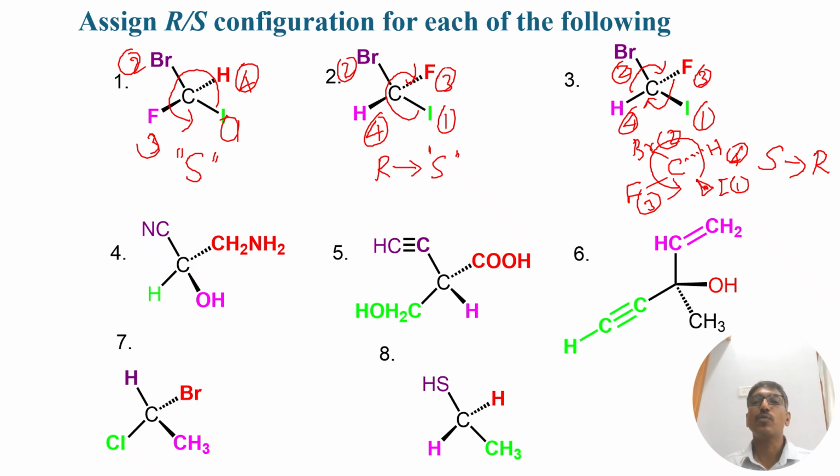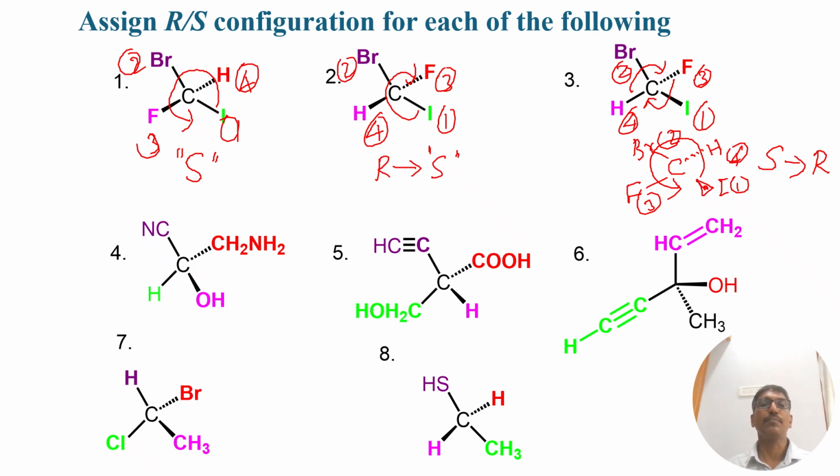Otherwise, you can go for one more swap, like without disturbing the least priority group, you exchange any two groups, then whatever outcome comes, we are supposed to take as such. Otherwise, just remember, you only have to take the least priority group. It should be kept away from our view. Hence, the absolute configuration, whatever is the outcome, it should be opposite.